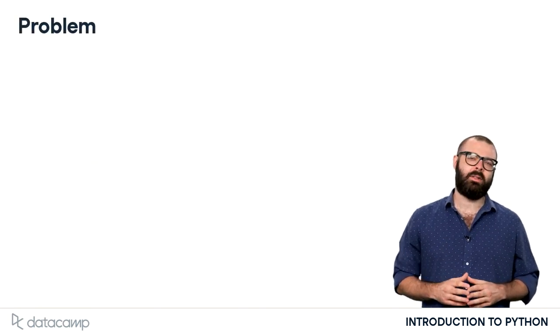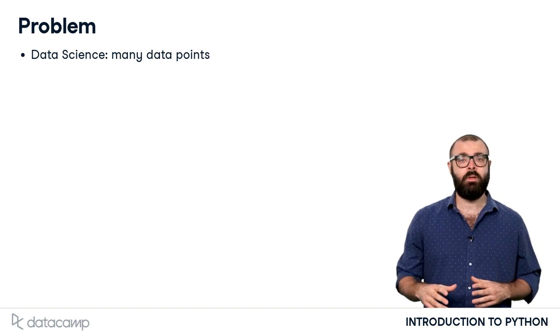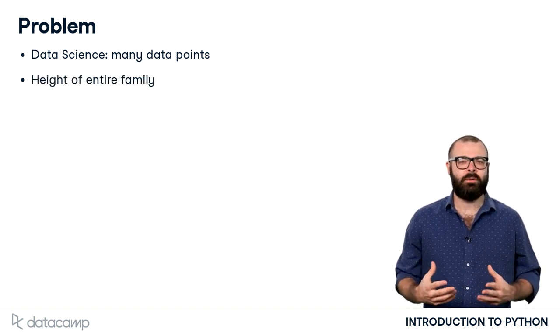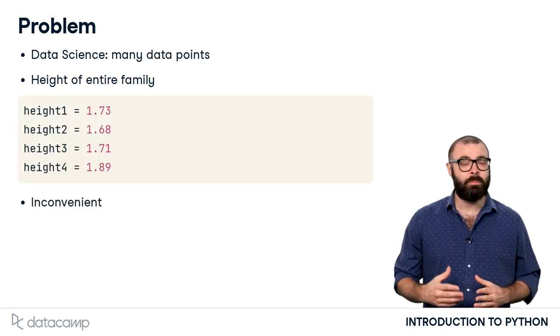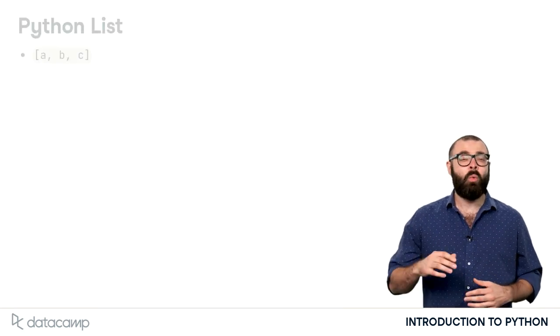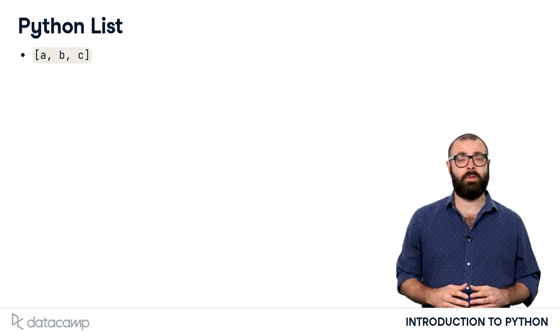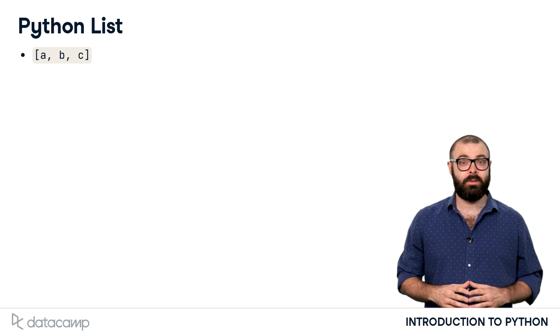As a data scientist, you'll often want to work with many data points. For example, if you want to measure the height of everybody in your family and store this information in Python, it would be inconvenient to create a new Python variable for each point you collected, right? What you can do instead is store all this information in a Python list. You can build such a list with square brackets.